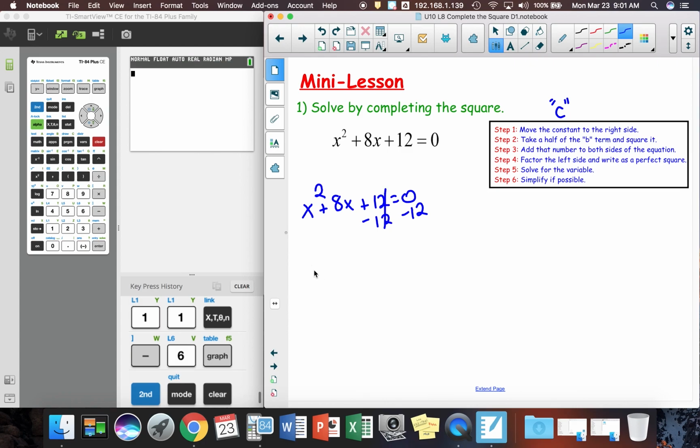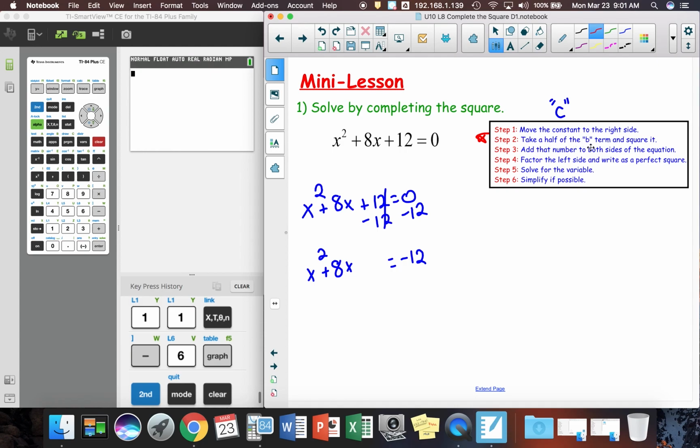I'm going to rewrite this. I have x squared plus 8x equals negative 12. Now notice I left this big space here for a reason. We're going to have to add something to both sides of this equation here. So when you're solving this problem, I want you to leave this space on both sides. Okay? Now the second step is very, very important.